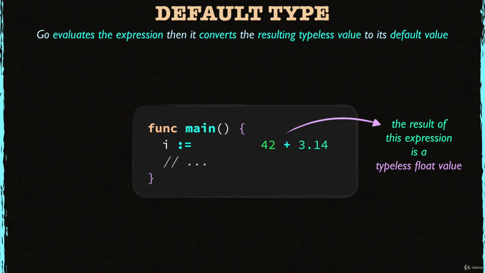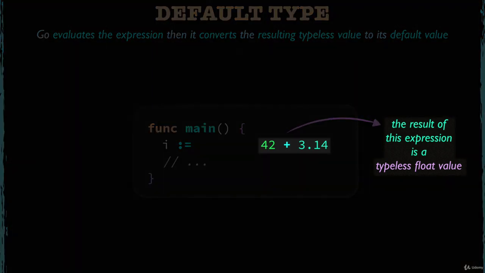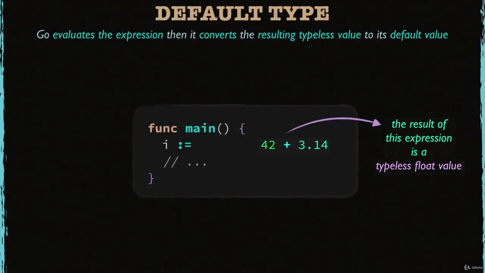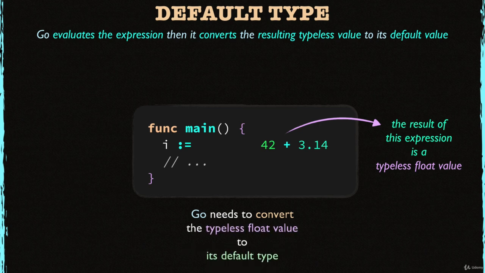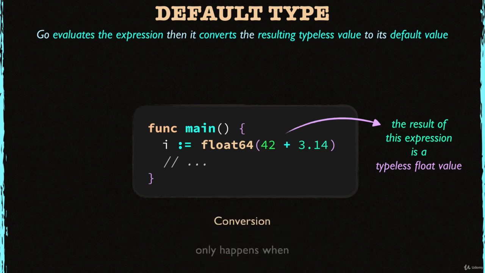Actually, this was the first step. The result of this expression is still a typeless float value. Why? It's because 42 and 3.14 are typeless values. So the result of the expression also becomes a typeless value. And here is the second step. Go needs to convert the typeless float value to its default type. So Go converts the expression to float value's default type, which is float64. This happens because the i variable needs a type. Always remember, the conversion only happens when a type is needed. Go doesn't convert any typeless value without a reason.